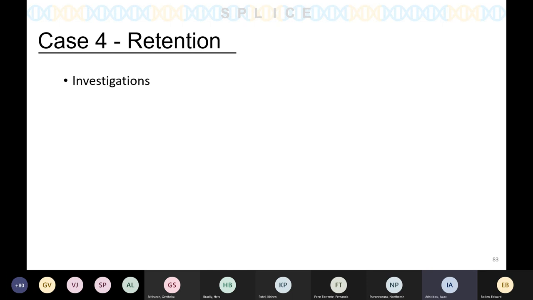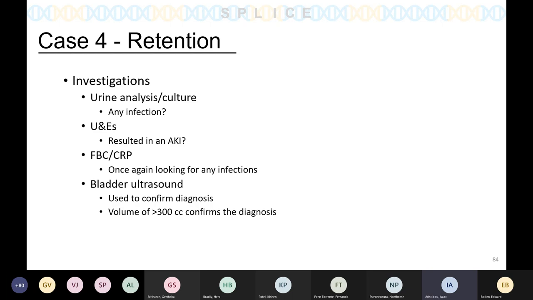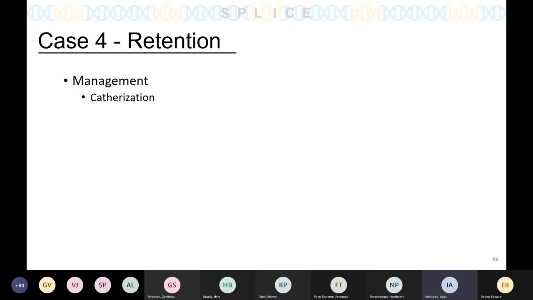PSA, bladder scan, catheterization. So ideally you need to catheterize to get some urine out if he's in retention, but basically bladder ultrasound is used to confirm the diagnosis. And then ideally the management is to catheterize this patient, as you mentioned.